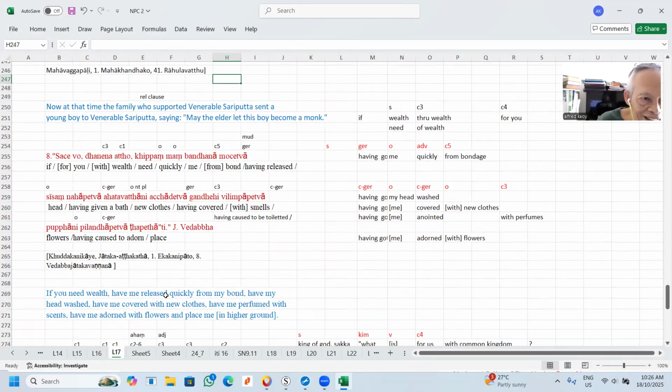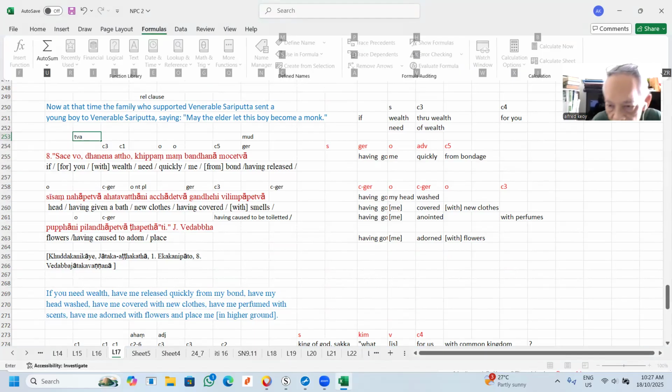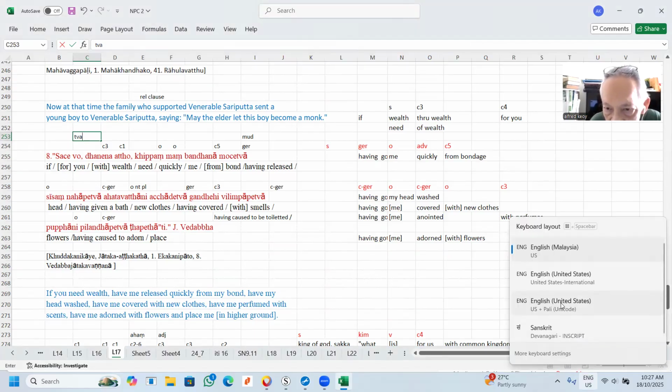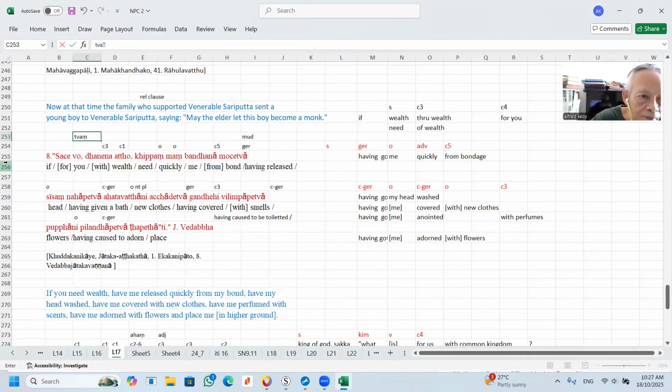Okay. So in the next line, you look at this. See, this "sace" is "if". Technically, "if" is a kind of condition or probability. Okay. Such a "vo". So the word "vo" technically comes from the word "tvam". You must remember it always comes from the word "tvam". Need to enable Pali. "Tvam". So it comes from "tvam", you decline it. I think it has a couple of "vo" in the "tvam". Let's check.